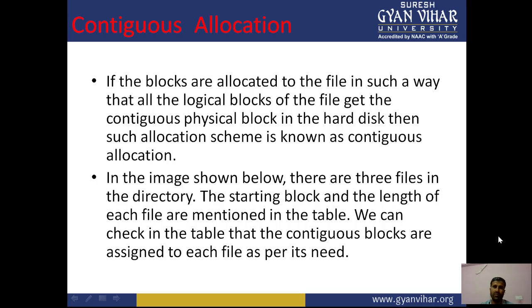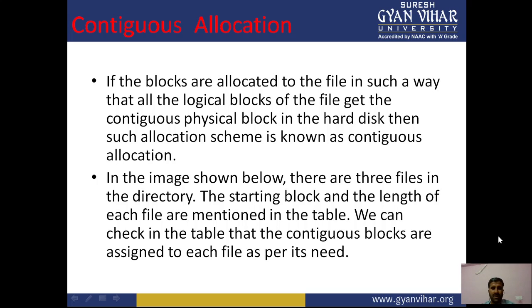Now we will discuss contiguous allocation. If blocks are allocated to a file in such a way that all the logical blocks of the file get contiguous physical blocks on the hard disk, then such an allocation scheme is known as contiguous allocation, right? Basically, it means the logical blocks of a file get contiguous physical blocks in the hard disk.